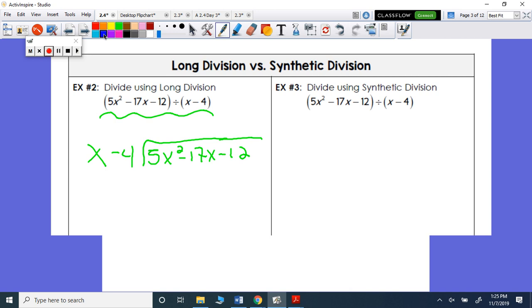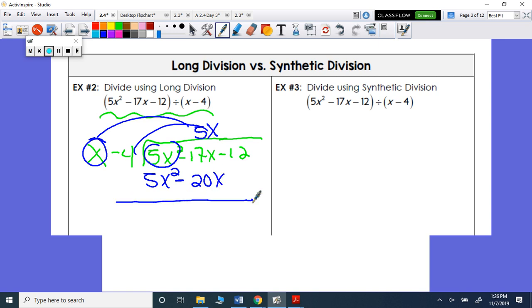I need a 5x squared. I've got an x out front. What do I multiply that x out front by? 5x. You got it. And the x's are in the second column, so that's why I put that 5x over there. So 5x times x is my 5x squared. 5x times negative 4 is a 20x.